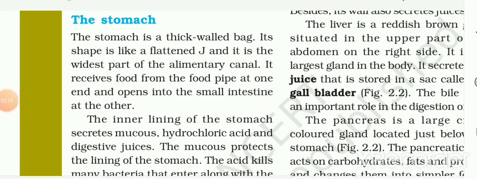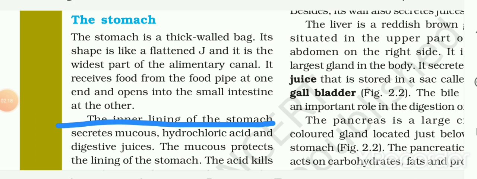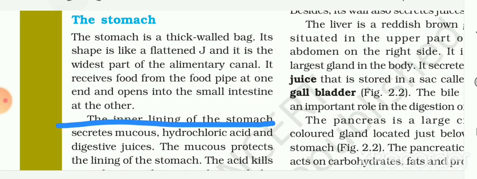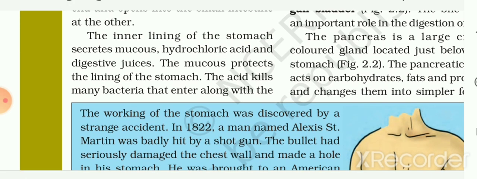This stomach is a thick-walled bag and its shape is like a flattened J, and it is the widest part of the alimentary canal. It receives food from the food pipe at one end and opens into the small intestine at the other end. The inner lining of the stomach secretes mucus, hydrochloric acid and digestive juices. The mucus is a viscous fluid that moistens, lubricates and protects many of the passages of this digestive tract or alimentary canal.